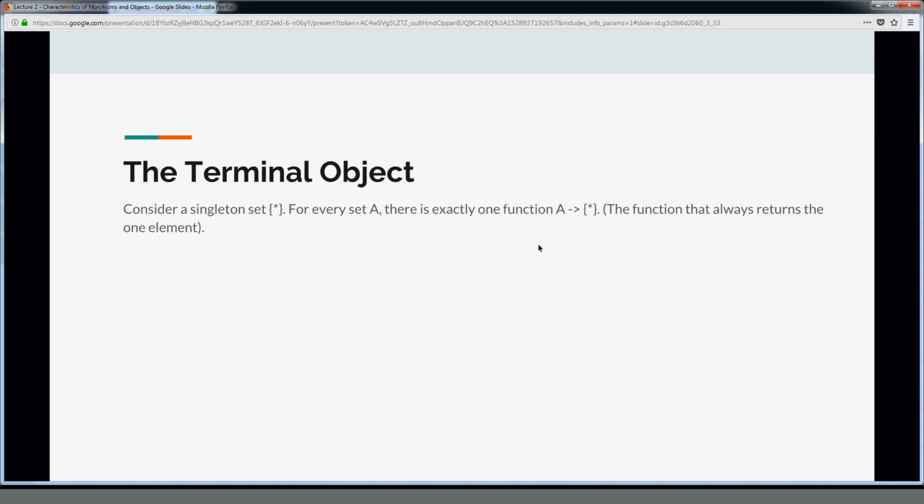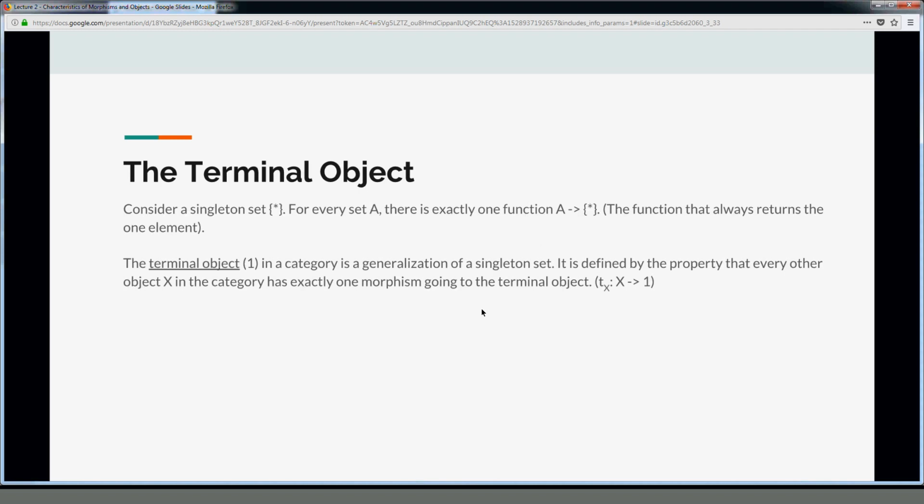So the way we generalize this is we forget about what's going on inside the singleton set, and we just say the terminal object, which I'm going to denote here as 1. By the way, a lot of texts will sometimes use 1 as the identity morphism, but I've avoided that to avoid confusion. I use the ID, right?